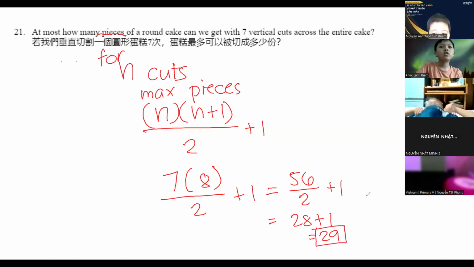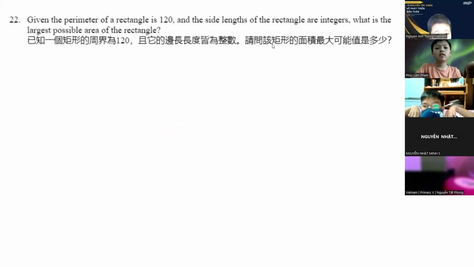Okay, very good. So for the others who also answered 29, that is the correct answer. Are there any questions for number 21? Okay, very good. How about number 22?